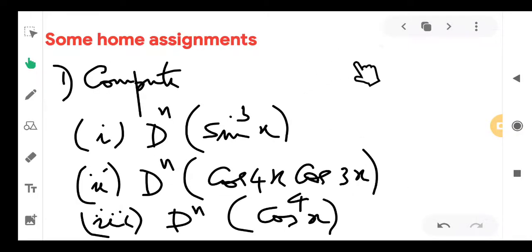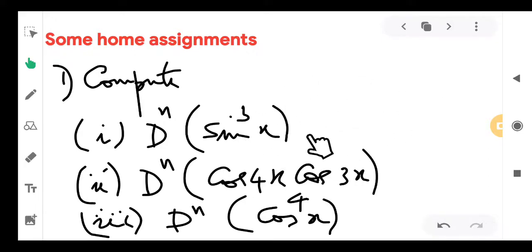Now move on to the assignments, home assignments. Find the nth derivative of sine cube x. Sine cube x can be written in terms of sine 3x. Sine 3x you might have studied in your plus 2 classes. Sine 3x is 3 sine x minus 4 sine cube x. Actually, from that you can find sine cube x. So you can express sine cube x, even though sine x is multiplied 3 times, as a difference of something.